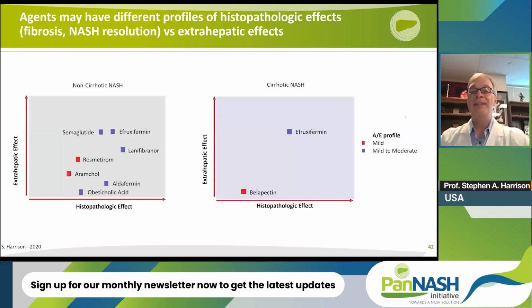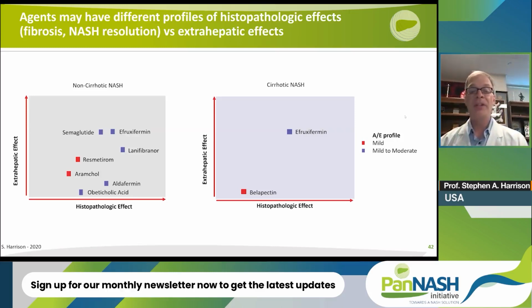What I would like to say is we need to begin to look at these drugs, not only for their histopathologic effect, but for their extrahepatic effect as well, and their tolerability profile. When we think of drugs, we think of therapeutic index. Therapeutic index is how effective the drug is versus how well it's tolerated.